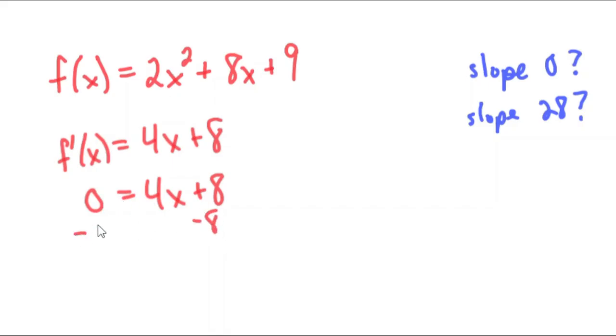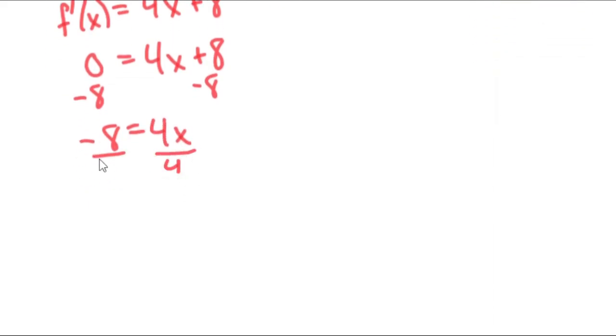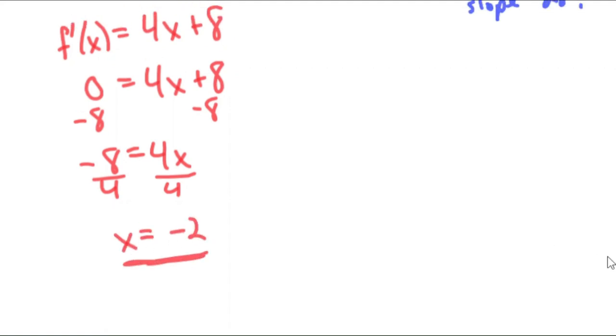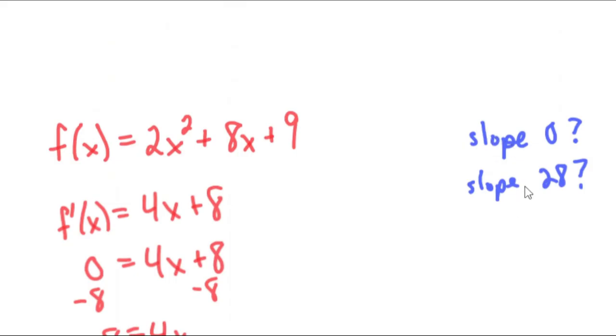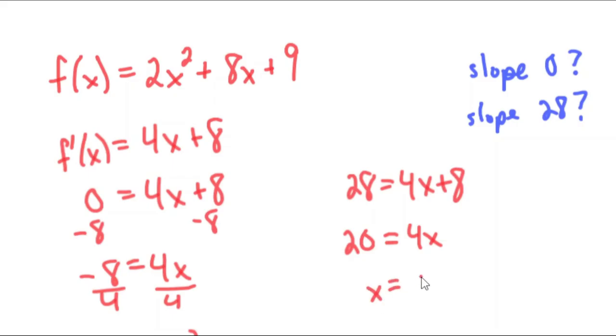Well, if we subtract 8 from both sides, we end up getting -8 equals 4x. Divide both sides by 4. And we get x equals -2. So it's at -2 where we have a slope of 0. Now, where do we have a slope of 28? Well, we have our derivative here, but instead of setting it equal to 0, we're going to set it equal to 28. So we'll set 28 equal to 4x plus 8. If you subtract 8 from both sides, you're going to get 20 is equal to 4x, and so x is equal to 5. Okay, so at x equals 5, the slope of this curve is going to be 28.